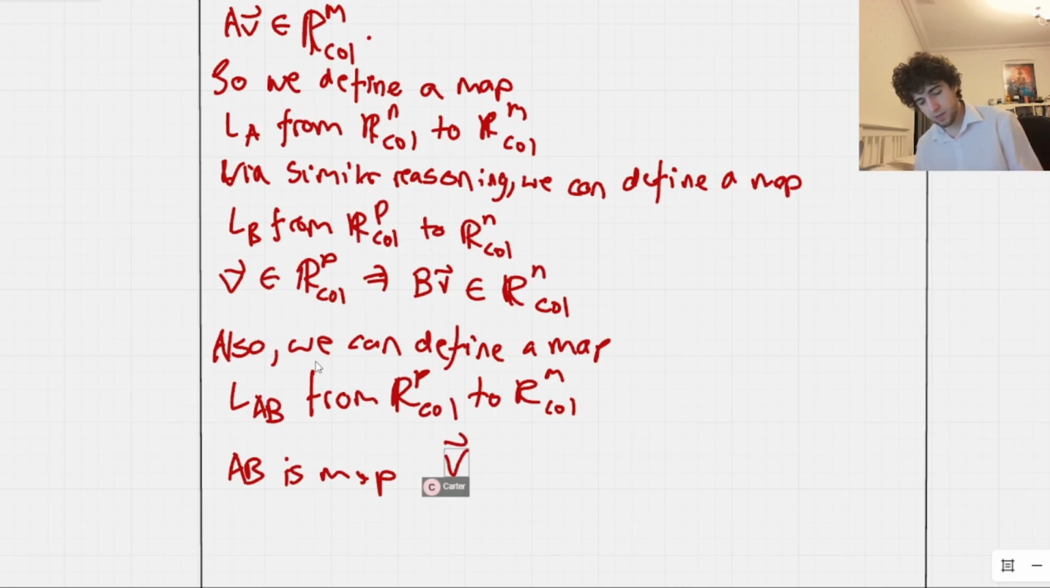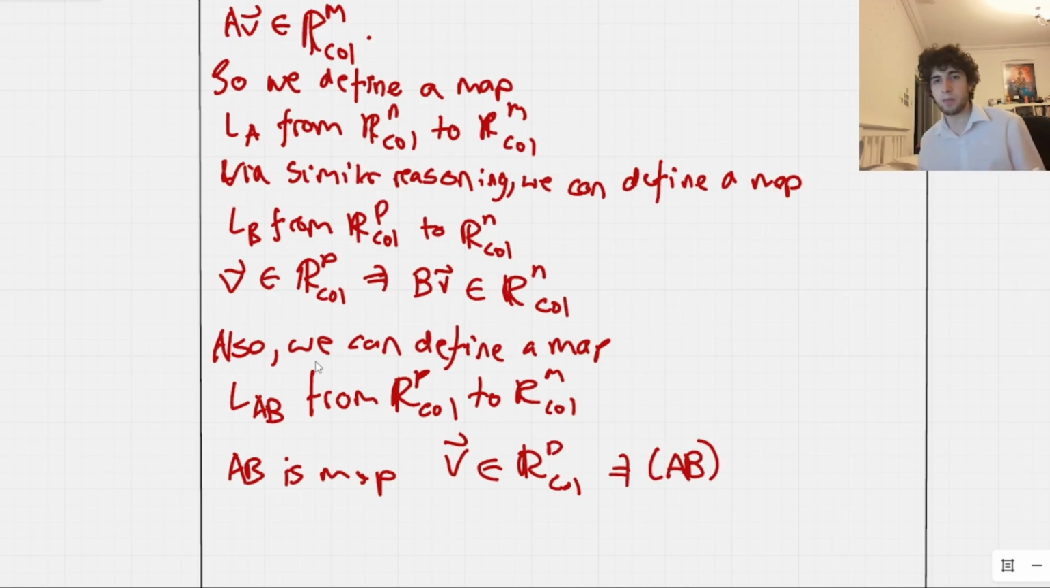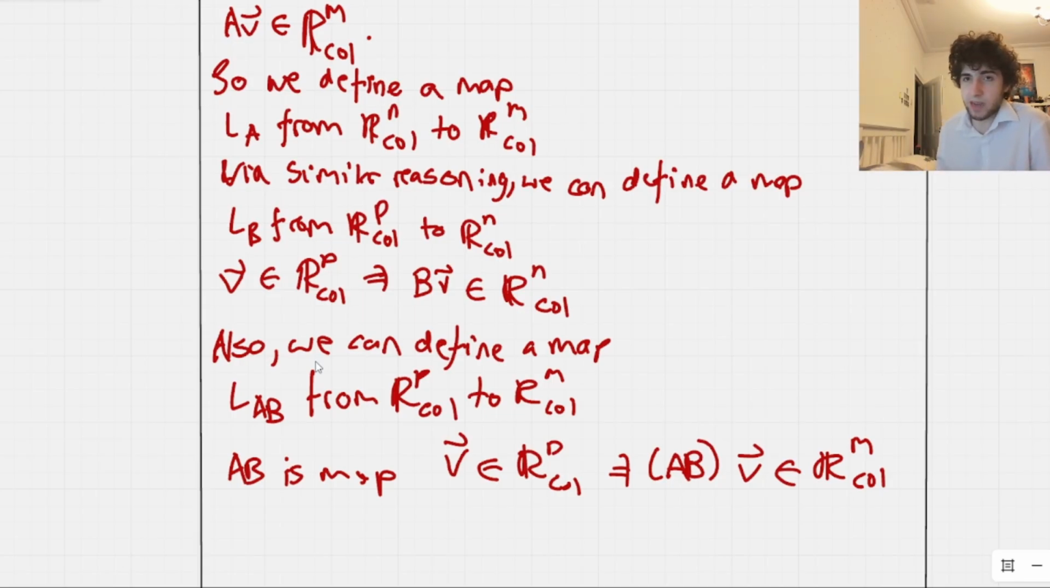Effectively, if we take a vector V, which lies in the set of column vectors with P elements in it, and we multiply it by the matrix AB, which we can call C, then AB multiplied by that column vector V will indeed lie in the set of column vectors with M elements in them. The reason for this is because AB is M by P. AB is just another matrix formed by multiplying two matrices, and when I multiply an M by P matrix by a P by 1 column vector, M by P times P by 1, you get M by 1 as your resultant, which is just a column vector with M elements.